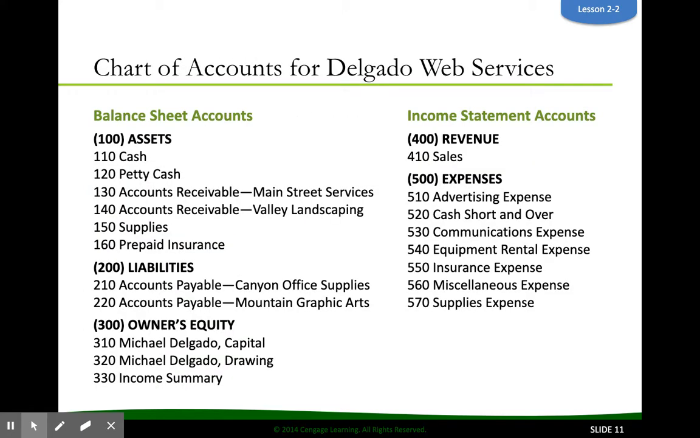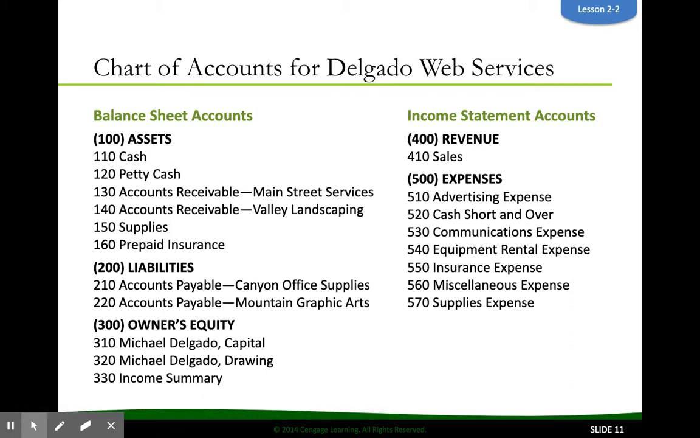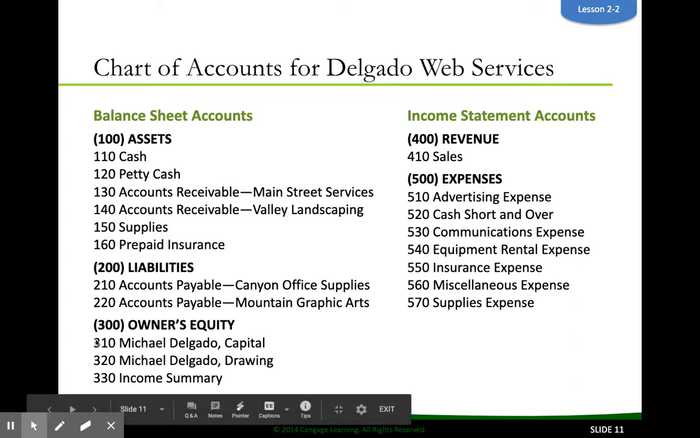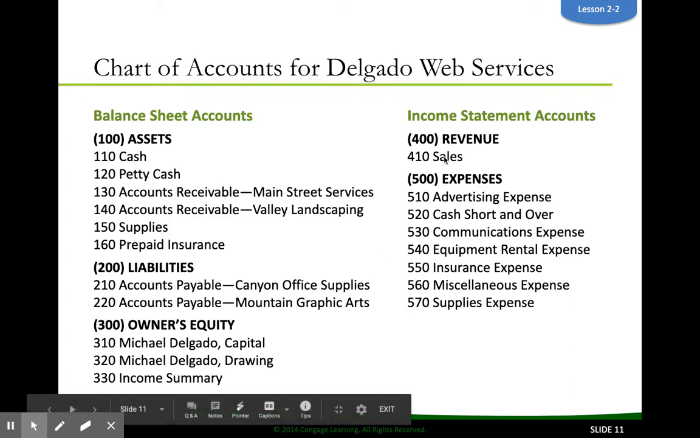So here's a chart of accounts that we'll use going forward for Delgado Web Services. Notice that we have all the expenses over here on the right, instead of just throwing everything into owner's equity. All we had last chapter was Michael Delgado Capital. We put everything in there: expenses, sales, investments, withdrawals. Now we think of our capital account as only where we're going to put our investments. You might guess here we have Michael Delgado Drawing. You might guess that's where we're going to put our withdrawals, which is correct. 1 sales account, and then all these expenses broken out.